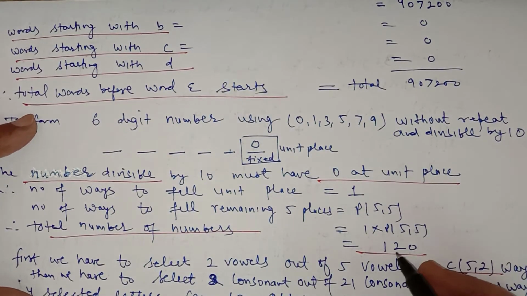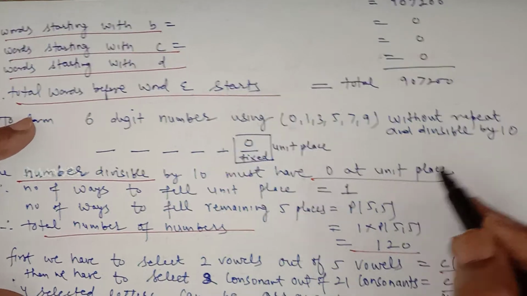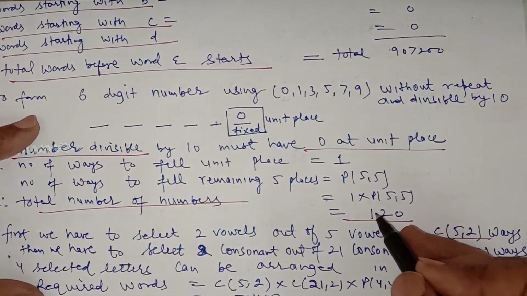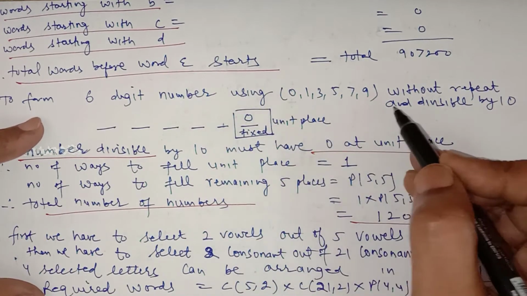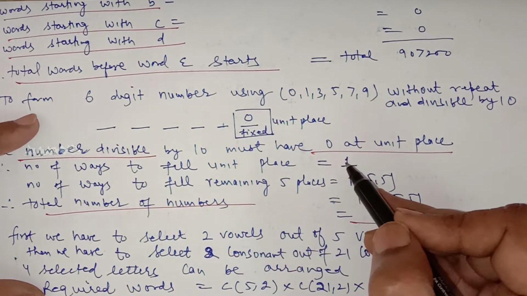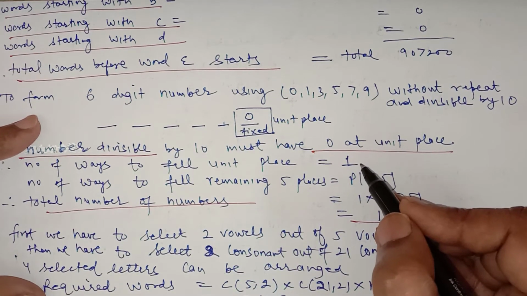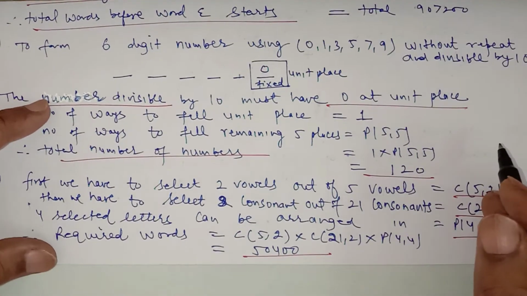And the remaining 5 places can be arranged by 1, 3, 5, 7, 9, permutation of 5, 5, that is 120. So the total number of 6-digit numbers divisible by 10 is 120, because the unit place should be 0, as it should be divisible by 10. So there is only one way to fill up the unit place, and the remaining 5 can be arranged with the permutation of 5, 5.